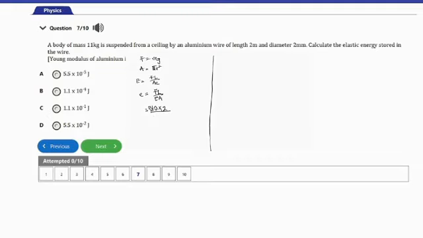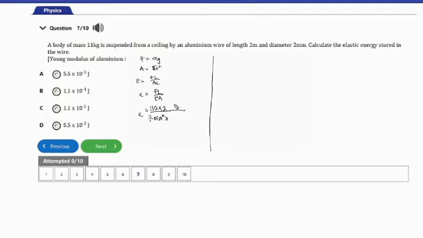So 110 times 2, and this will be all over the E, which is the Young modulus here, which is 7.0 times 10 to the power of 10, and then times the area, which is the pi r squared. So pi is given as 3.14, then times r squared.